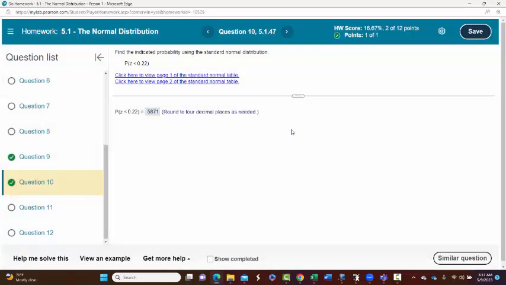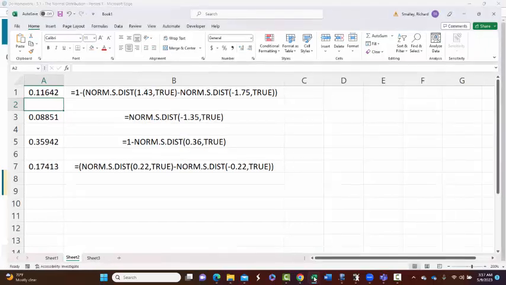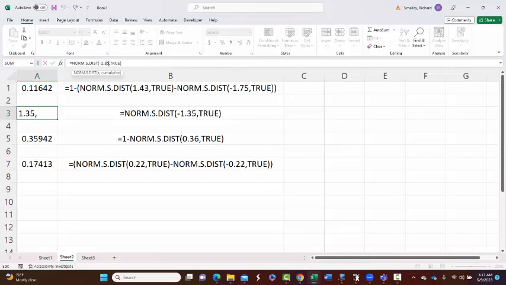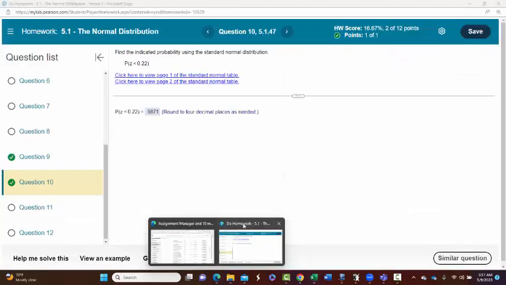Got it. So let's see if we get 5871 in Excel. This one right here is set up for how you do less than in Excel. So it's just straight up norm S dist. That means Z is less than 0.22, and there it is, 5871. Wonderful.